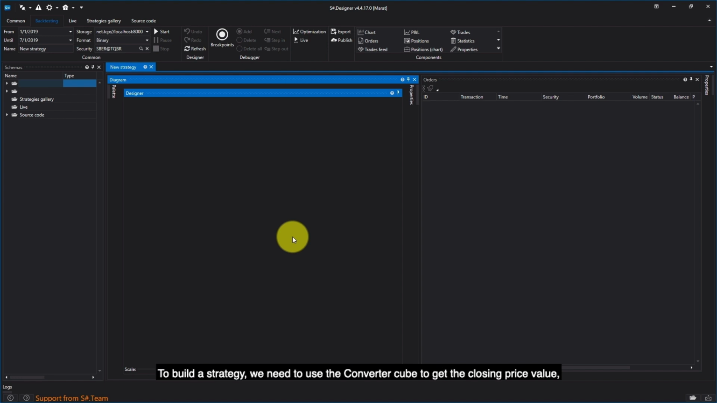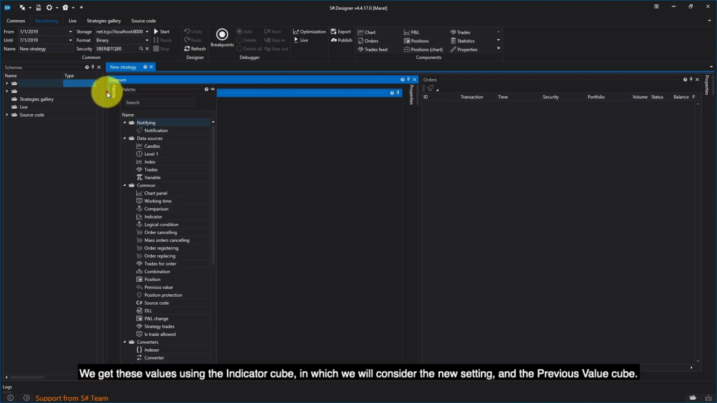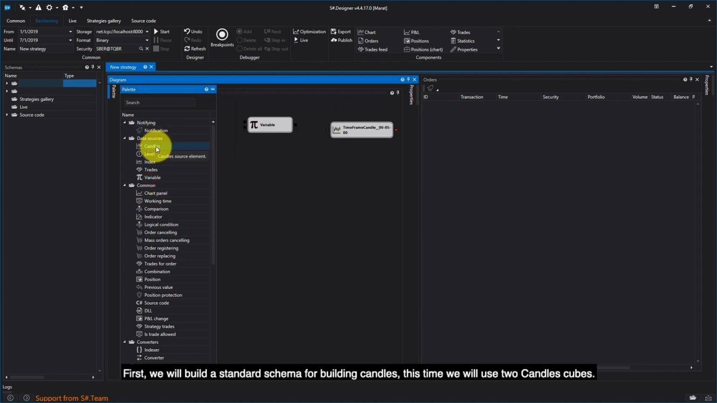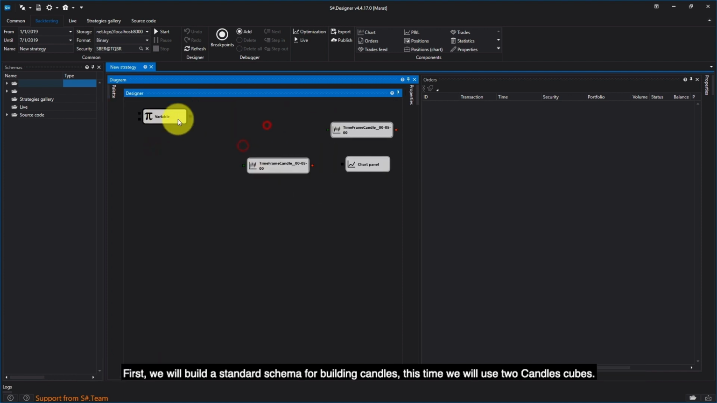To build a strategy, we need to use the converter cube to get the closing price value and compare it with the obtained values of the maximum and minimum for the previous period. We get these values using the indicator cube, in which we will consider the new setting and the previous value cube. First, we will build a standard schema for building candles.